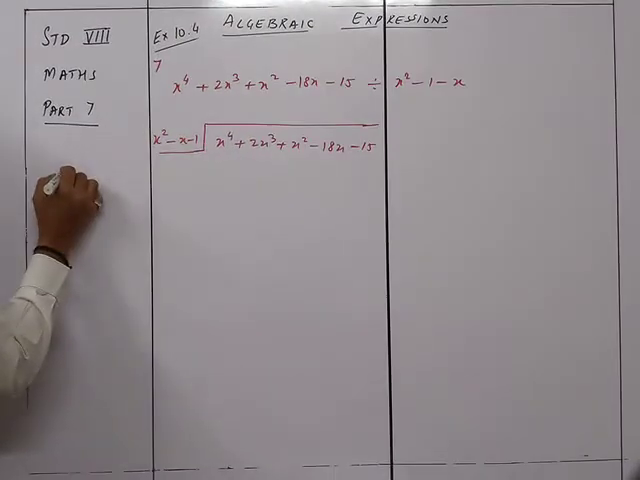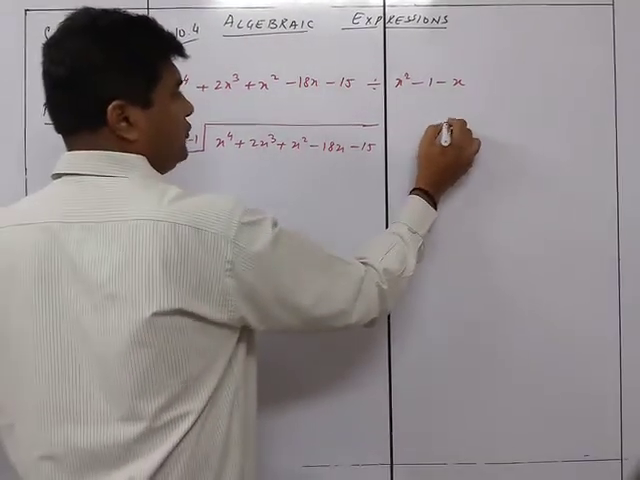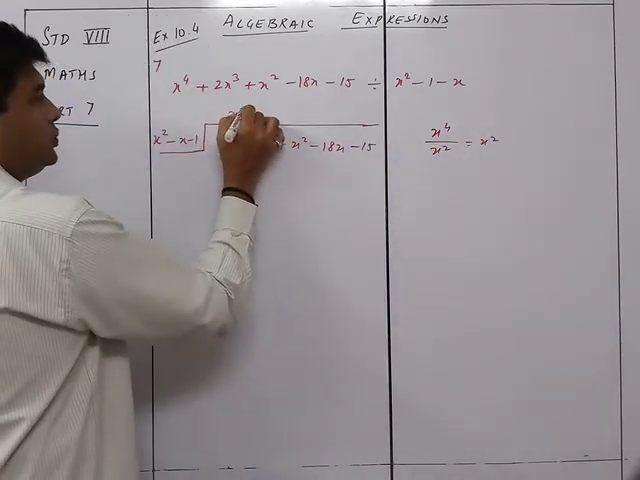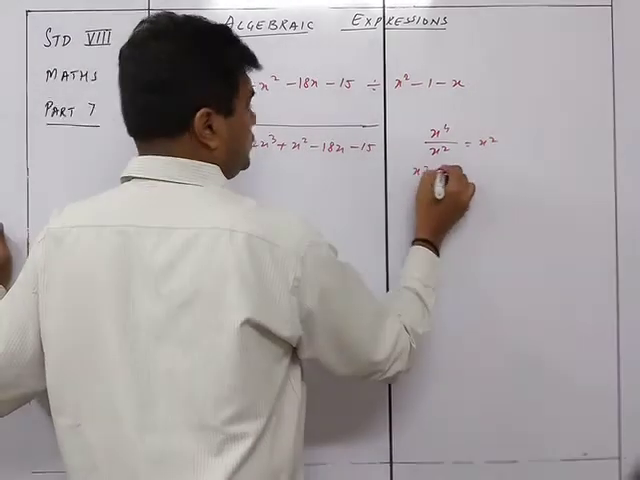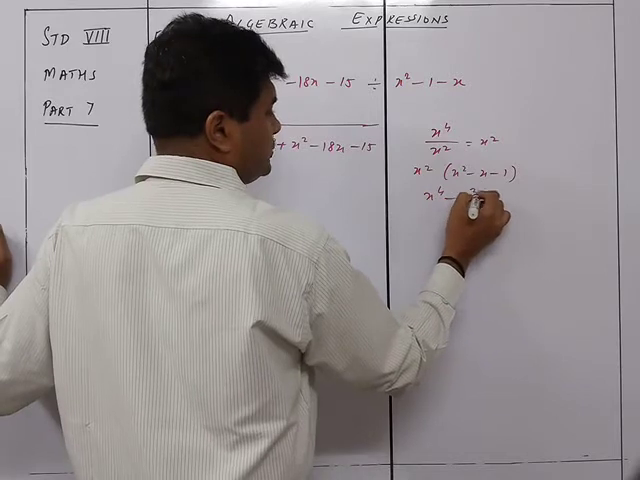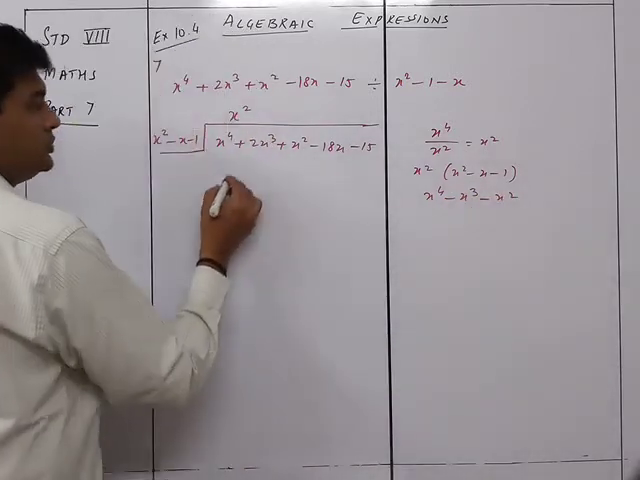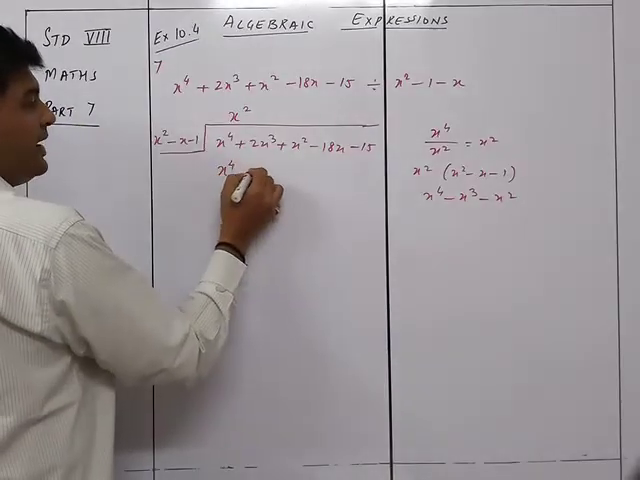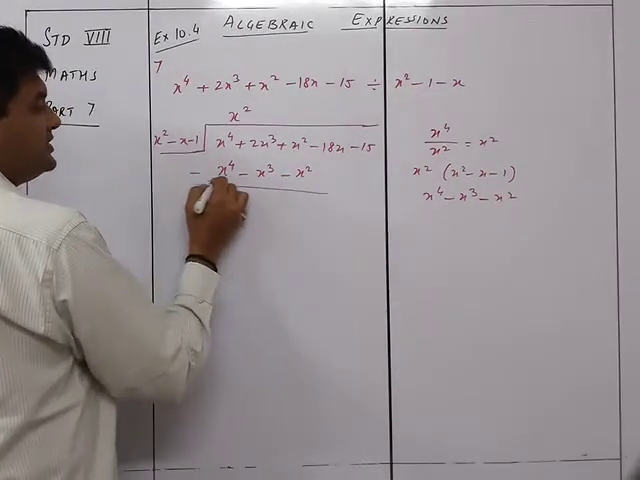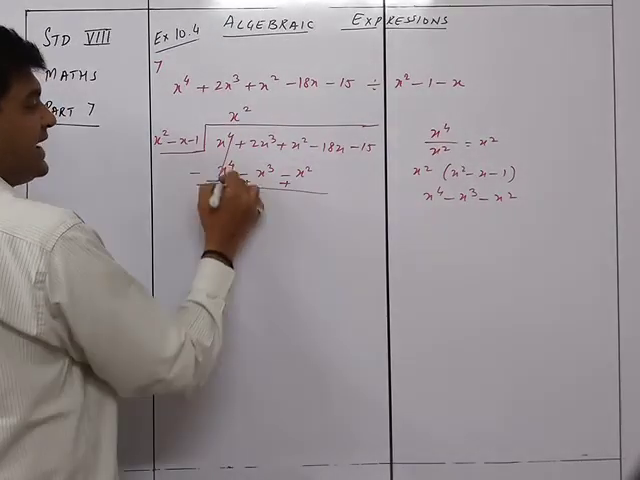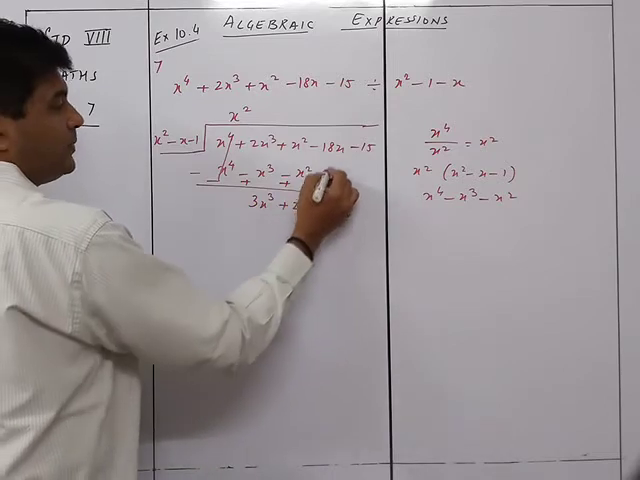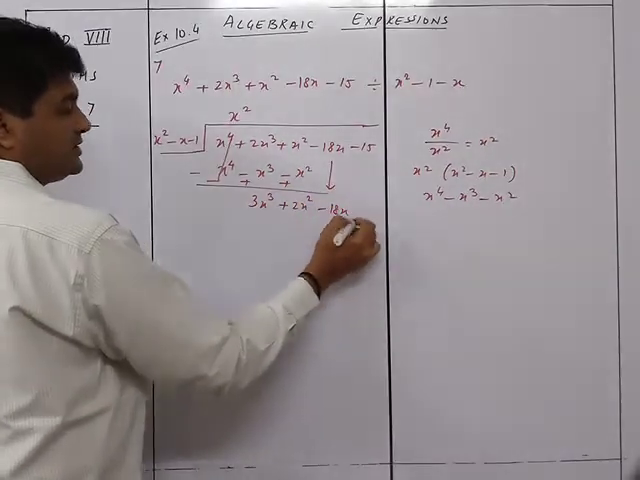Again you take x raised to 4 upon x square, which is x raised to 2. Put it over here, x raised to 2, and then x raised to 2 into x square minus x minus 1 will be x raised to 4 minus x raised to 3 minus x raised to 2. Subtraction, signs change, this cancels. This will be 3x cube plus 2x square minus 18x.